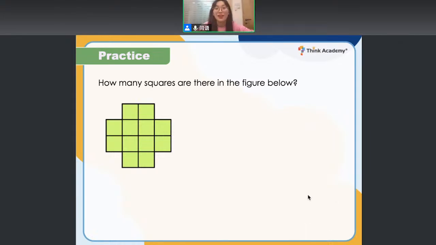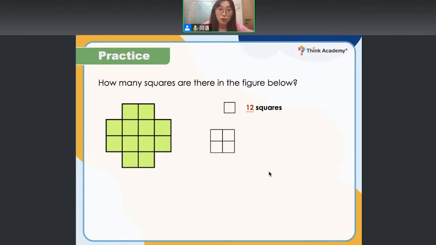Okay, now everyone, let's have a look. How many 1 by 1 squares are there? Right, so here it is: the top 2, and the middle 8, and the bottom 2. So 2 plus 8 plus 2. Here we have 12 1 by 1 squares.